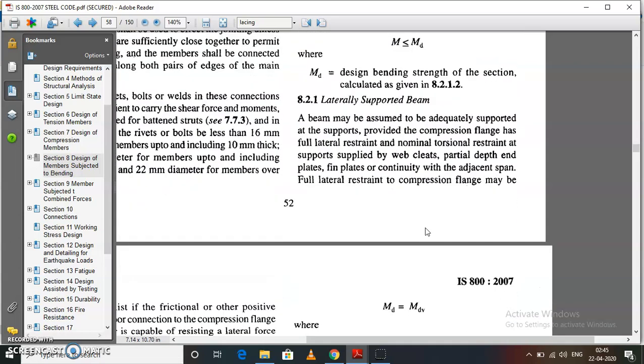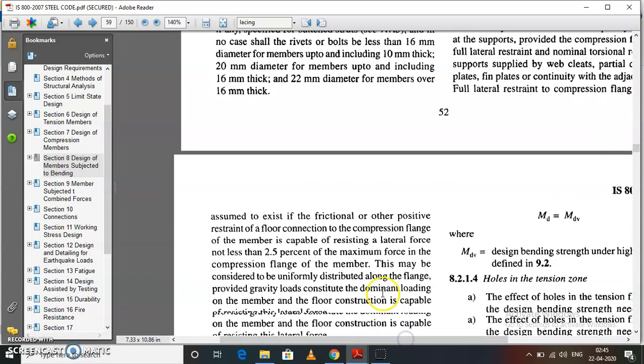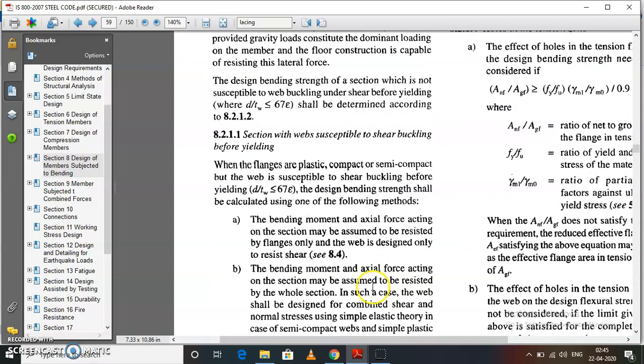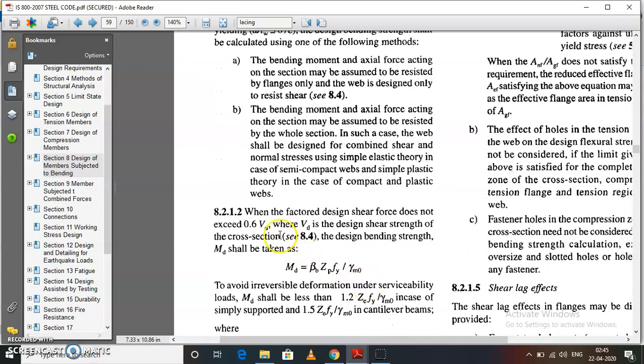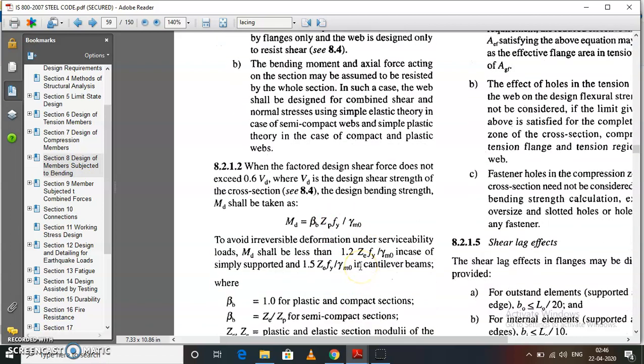So this MD value can be calculated from this formula. Again there is a condition: when the factored design shear force does not exceed 0.6 times VD, where VD is the design shear strength of the cross section, the design bending strength MD shall be taken as MD equal to beta B ZP Fy by gamma M naught.